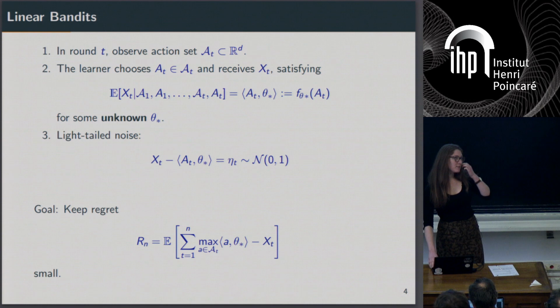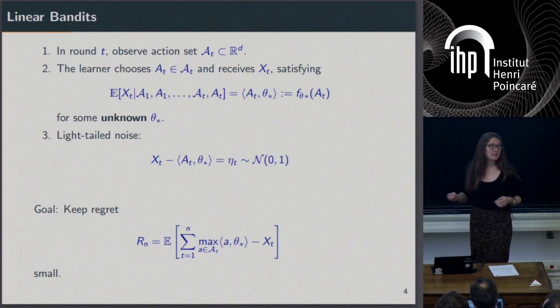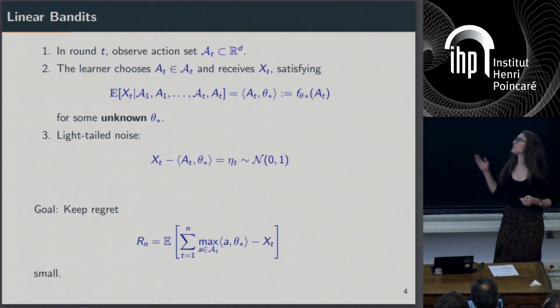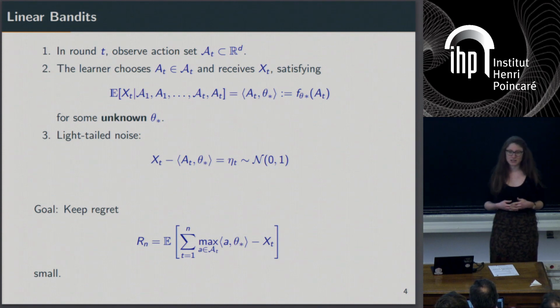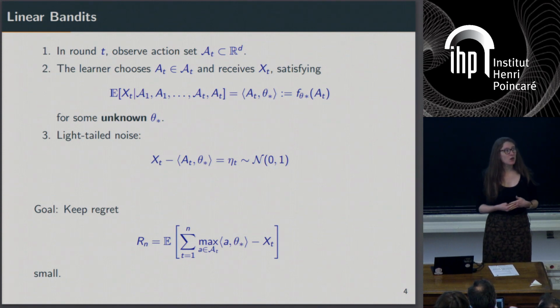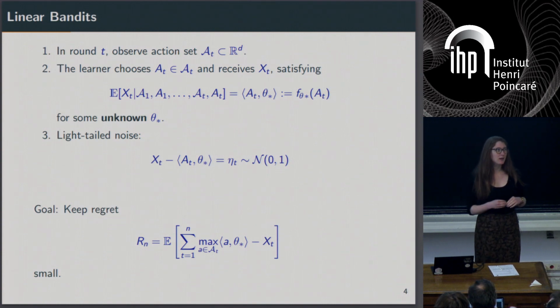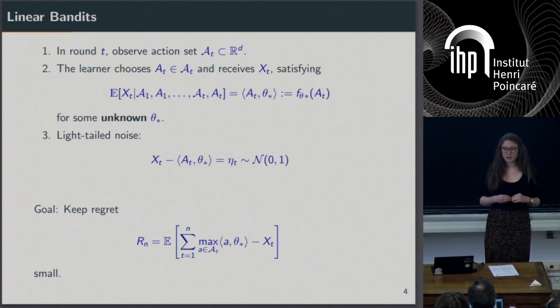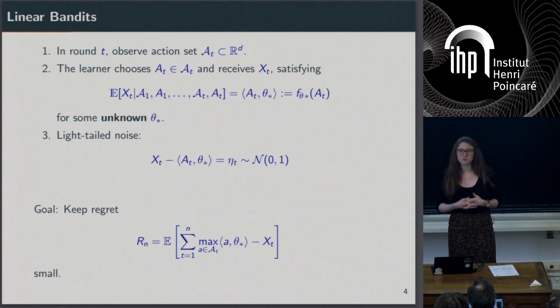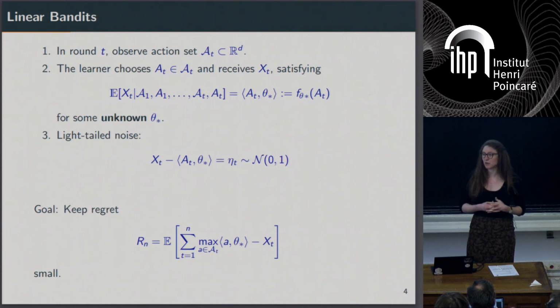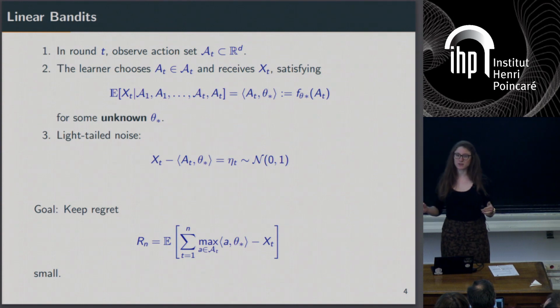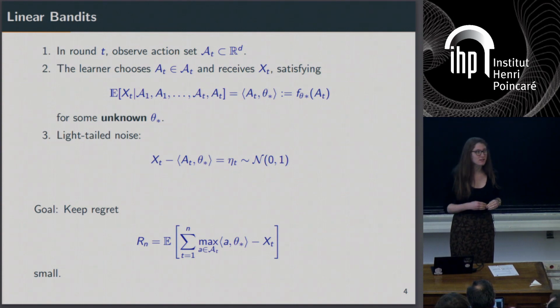So linear bandits, what is it? At round t, like I said, you select an action which is a vector in R^d, and you observe a reward that we will assume to be a linear function. This is the linear contextual bandit part. So this reward is going to be a linear function of your action with some sub-Gaussian noise. So we assume the noise of the environment to be light-tailed. We don't want anything too mean to us.